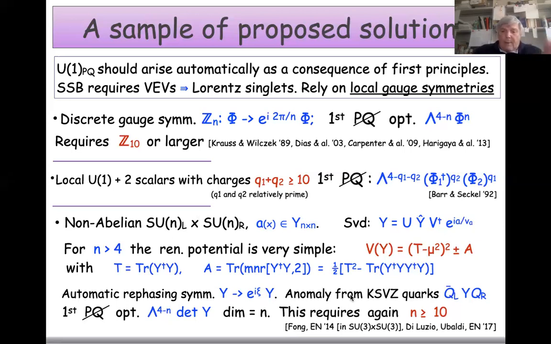The anomaly in this case should come from KSVZ quarks, because I need to put them in the n-dimensional fundamental representation. So this is a simple coupling, and these quarks are not the standard model quarks, but new exotic quarks, standard model singlets, presumably. Now, the first offending operator is the determinant of Y. You see, if you take the determinant of this object, you get an invariance because special unitary matrices have determinant 1. The dimension of the determinant is n. So again, we require that the symmetry should be at least SU(10) cross SU(10) or larger.